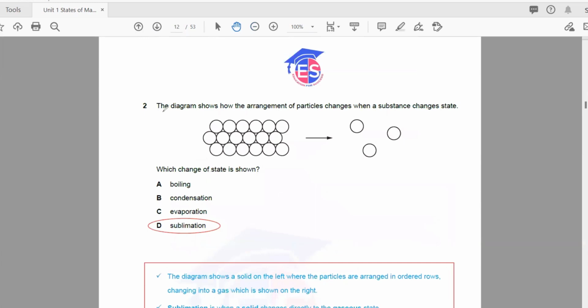Here the diagram shows how the arrangement of particles changes when a substance changes state. You can see here directly, this is solid going directly to gas. So this process is known as sublimation. The detail is also there. So inshallah, I hope you will enjoy when you solve these parts. They are already solved, just go through all of them.